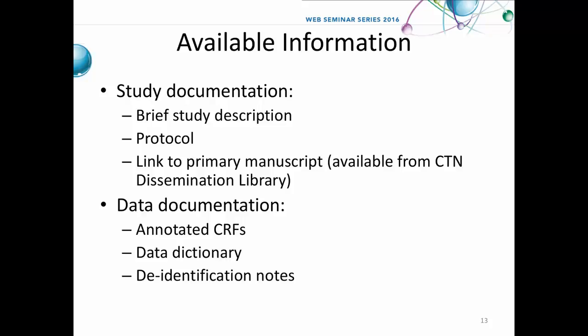Now, for each posted study, there is a real wealth of material. There's metadata. There are important study documents beyond having the actual study data. In terms of study documentation, you will have a brief description of the study, the PI, and the protocol, so you'll be able to pull the actual protocol document, and the link to the primary manuscript if it's available, from the CTN dissemination library. Documents related to the data documentation include annotated CRFs, a data dictionary, and de-identification notes to see how that was done for that particular study.